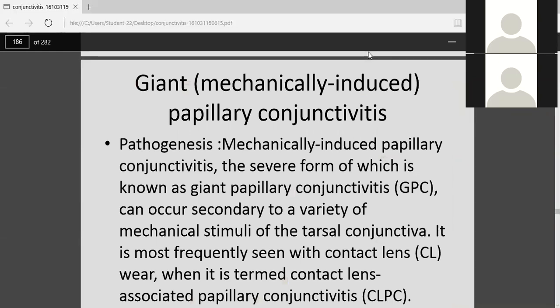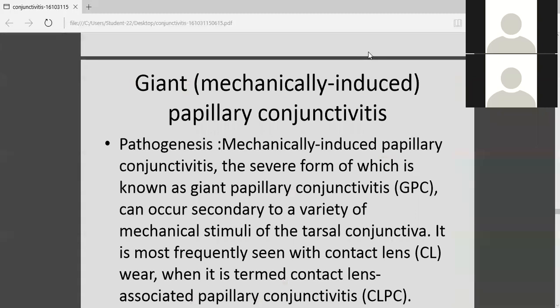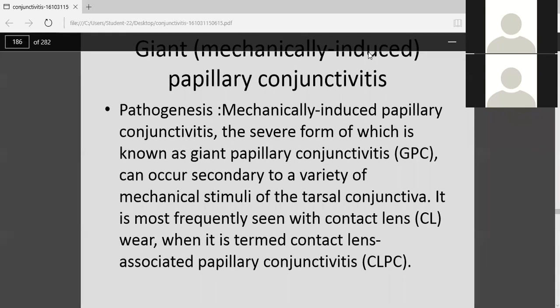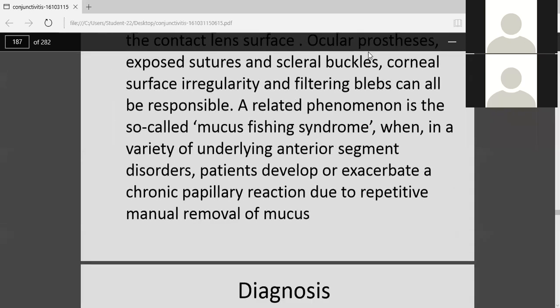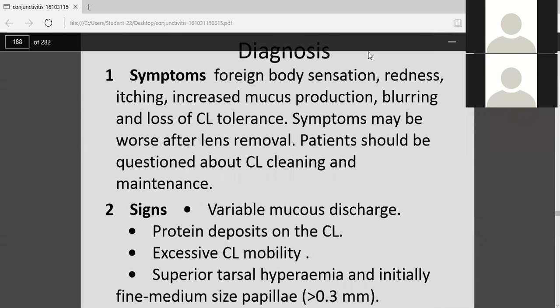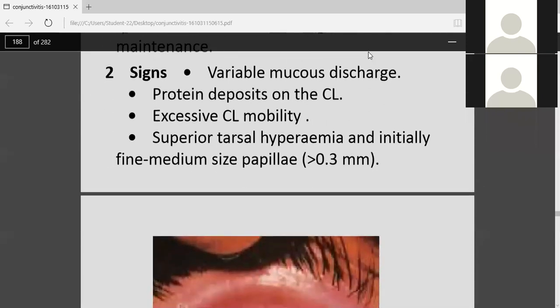Okay, there is another variant which is called GPC, giant papillary conjunctivitis. In this type, this is a different one from vernal conjunctivitis. In this type, you will only see giant papillary reaction in the upper palpebral conjunctiva, and it is especially prevalent in contact lens users. Yes, the contact lens users who have been using contact lens chronically, for a longer period of time, will have giant papillary conjunctivitis. The best thing is to avoid contact lens.